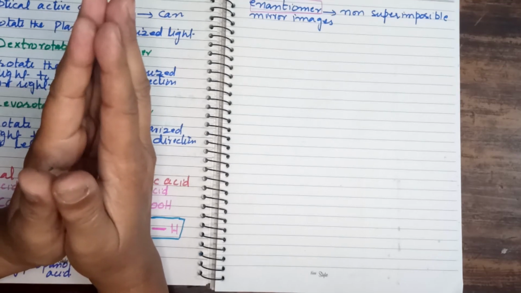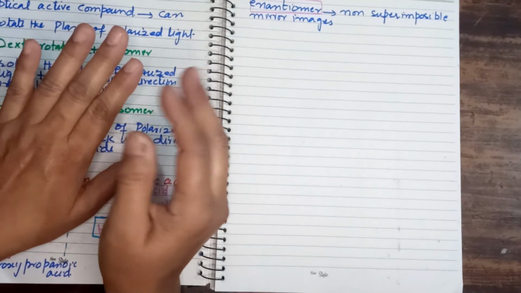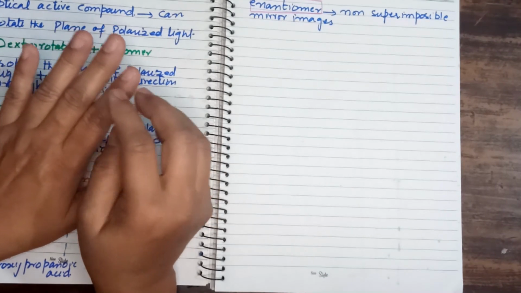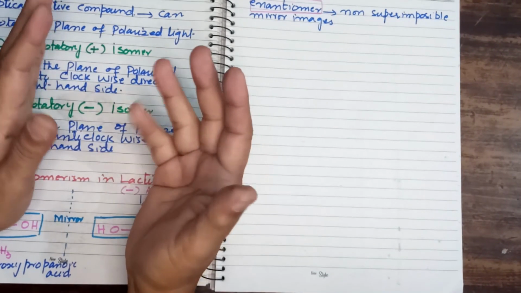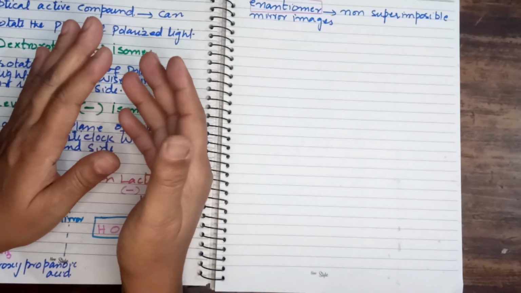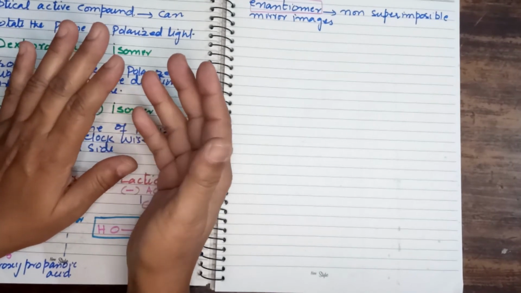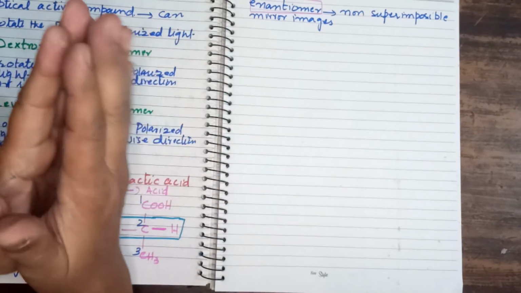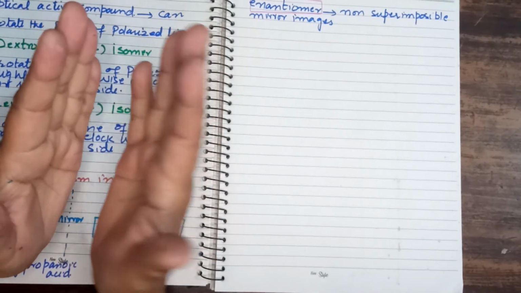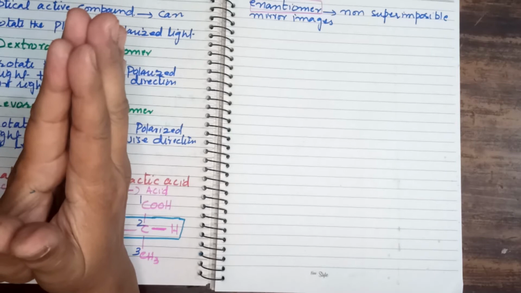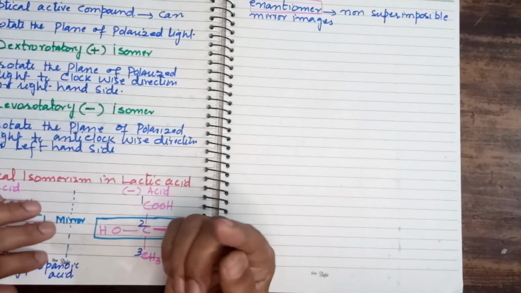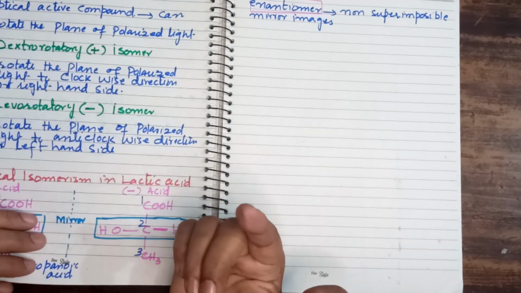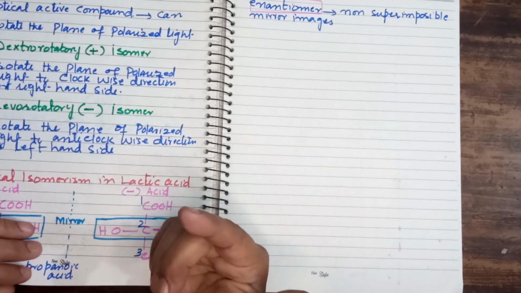But if we see the mirror image of the left hand, the mirror image of the left hand is not another left hand, but a right hand, right? Like this way, we can place a right hand over a left hand. So the mirror image of the left hand is not another left hand, but it is a right hand.